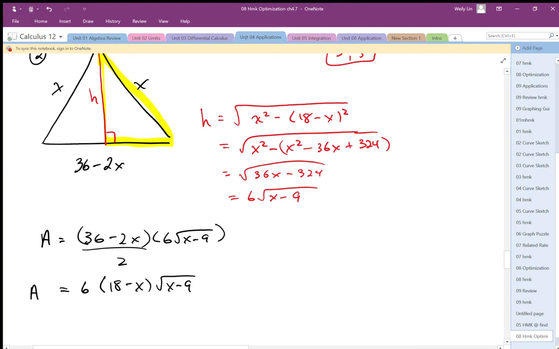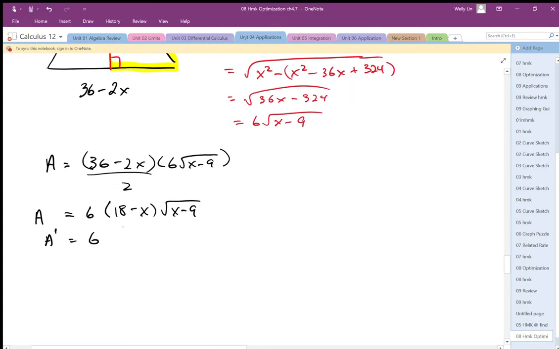Okay, so this is going to be differentiated using the product rule. The derivative is going to look like this. 6 times negative 1 times the square root of x minus 9, plus 18 minus x times 1 over 2 root x minus 9.